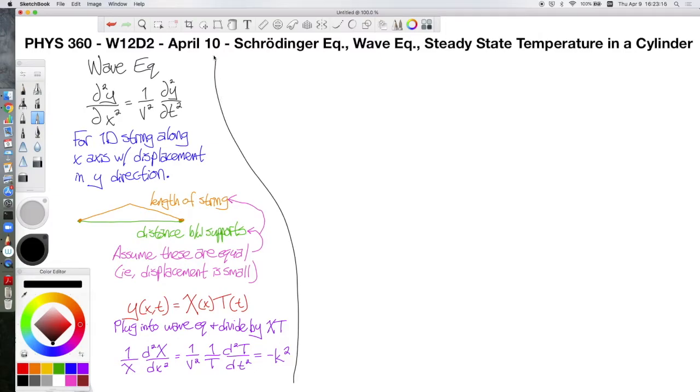Both of these equations are pretty straightforward to solve, so we obtain the following forms for capital X and capital T. So X, as usual, is our cosine of kx and our sine of kx, and T is given by something similar, but instead of kx on the inside of the sine and cosine, we have k times v times t. And to make our lives easier, we're just going to define kv, which is the wave number times the velocity, as the angular frequency omega.